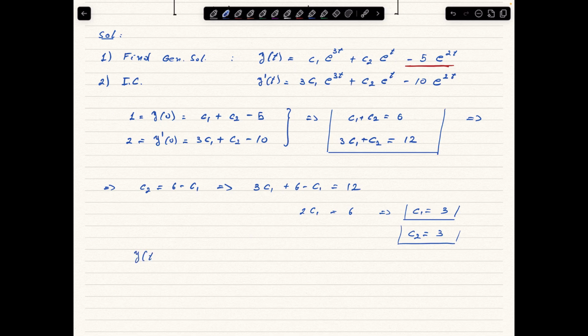Y of t is going to be 3 exponential 3t plus 3 exponential t minus 5 exponential 2t.